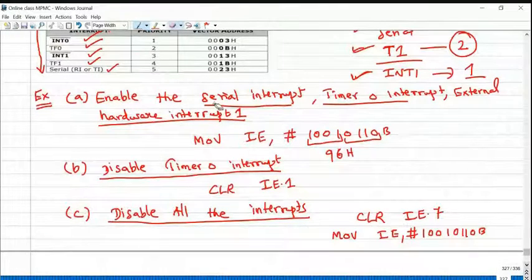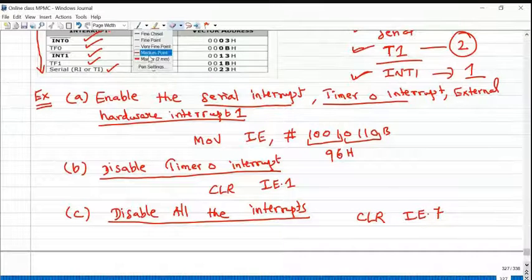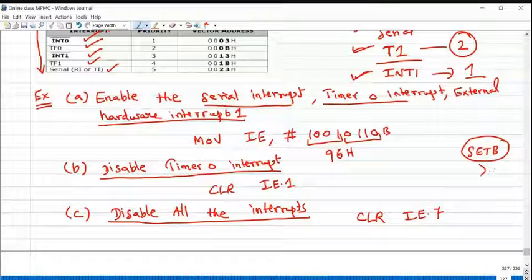Better. We'll use that only. You disable all the interrupts. Similarly, we can clear individual interrupts, enable individual interrupts, disable individual interrupts, using the instructions SETB and CLR. Set bit is used to set the corresponding particular bit as 1. Clear bit is used to reset that particular bit.